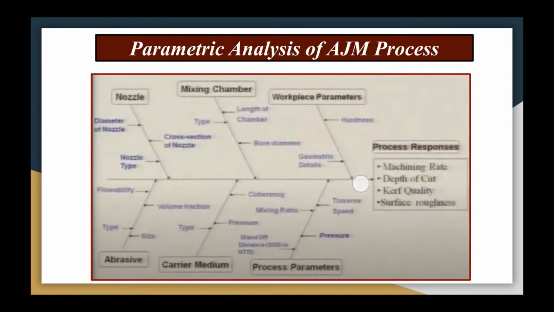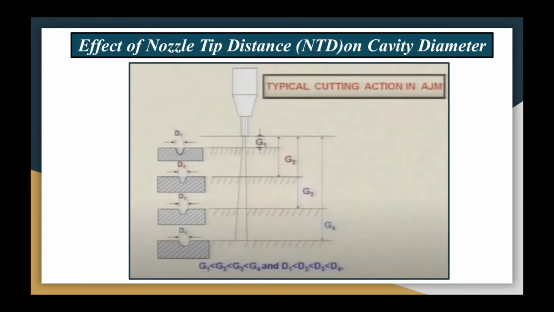Now let us discuss how the SOD, or nozzle tip distance, is affecting the shape and size of the cavity. It is well illustrated in this particular figure. So let us see. This is a nozzle, as you can see here, and the jet is coming over here, correct? And this distance is the NTD. NTD means nozzle tip distance.